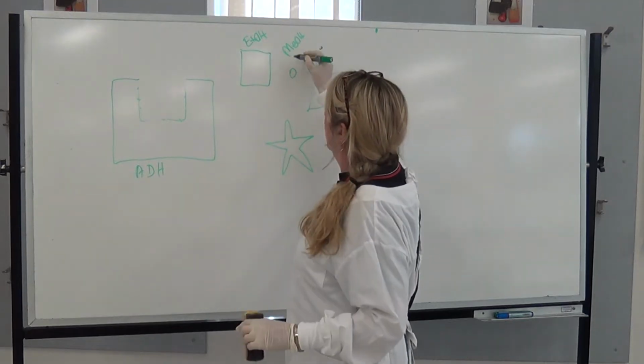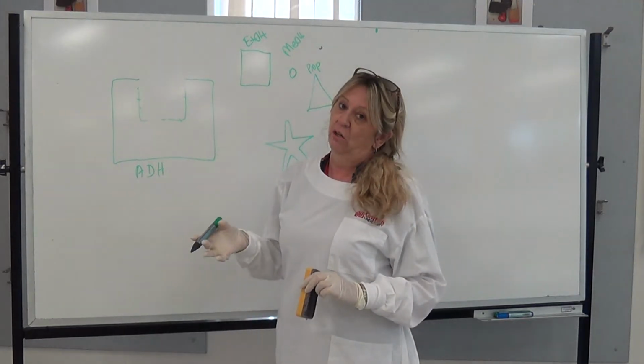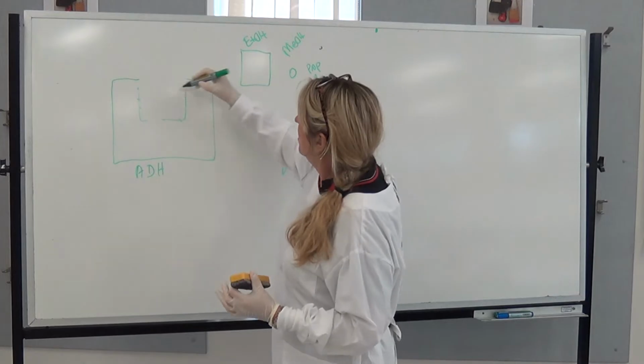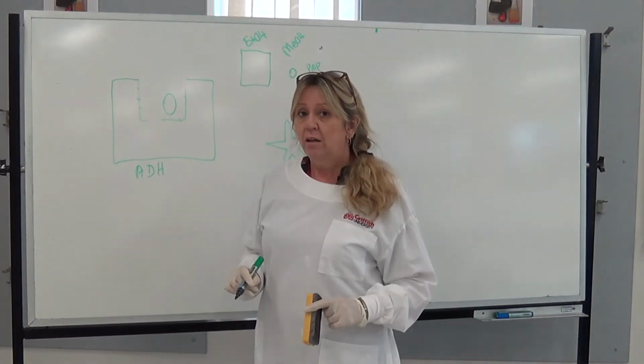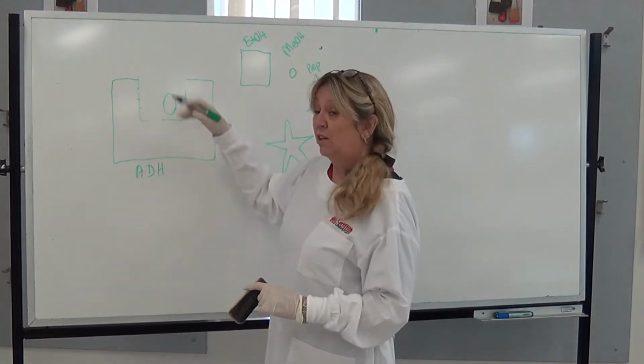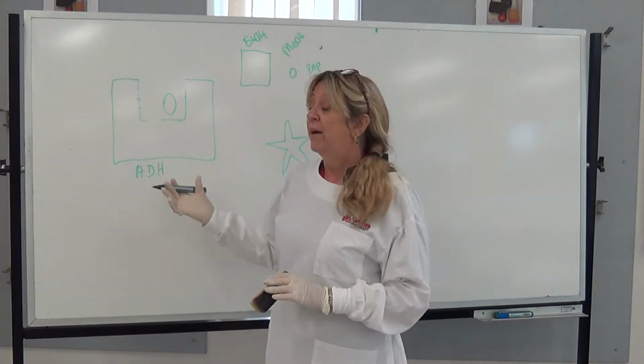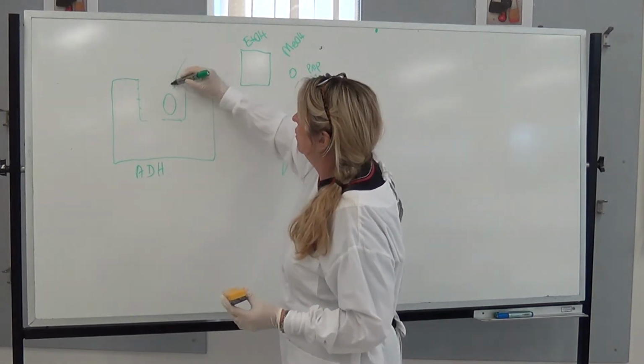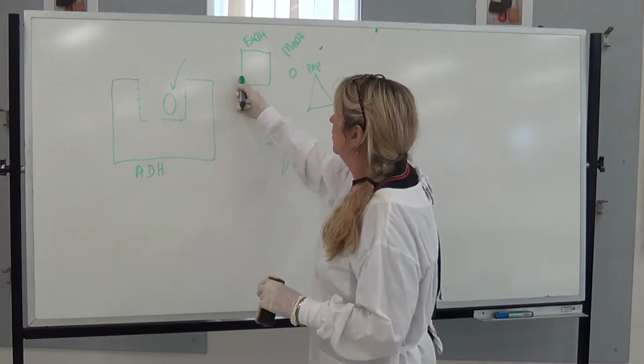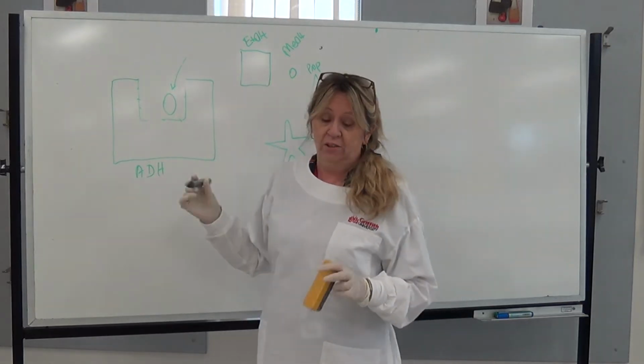Now when we look at methanol, methanol is smaller than ethanol, but it's only by 1 carbon. So methanol definitely fits in here, but it's going to bounce around, and it's going to make contact sometimes and not make contact at other times. So it's still going to be metabolized, but not to the extent that ethanol is.